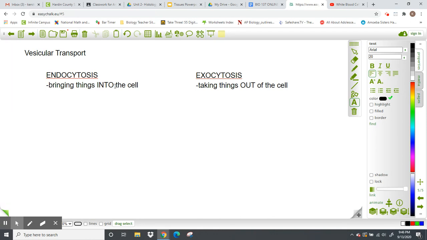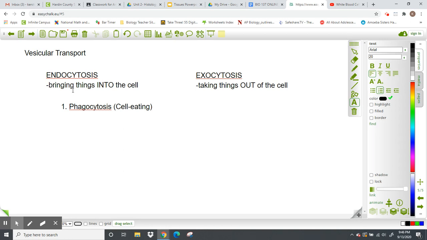Okay. So endocytosis brings in, exocytosis is letting things out. Now, under endocytosis, there are three processes that can happen in your body. The first of those is what we call phagocytosis. It essentially means cell eating, and it is the process of bringing large things into a cell.